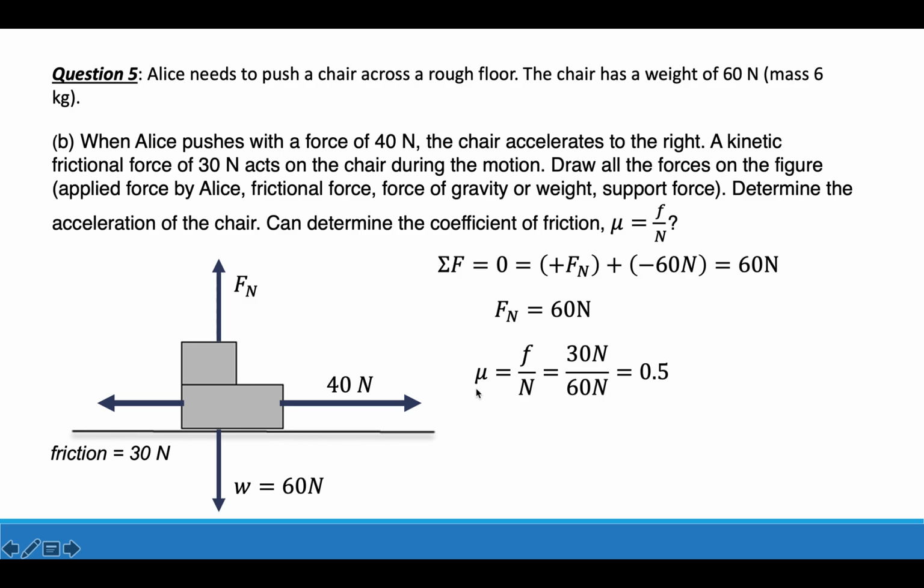So once we know the frictional force that's acting and the normal force, we can determine the coefficient of friction, which tells us how easy or hard it is to have these surfaces slide together. And so the frictional force acting is 30 newtons, and the normal force is 60. So the coefficient of friction is going to be 30 divided by 60, which is 0.5.